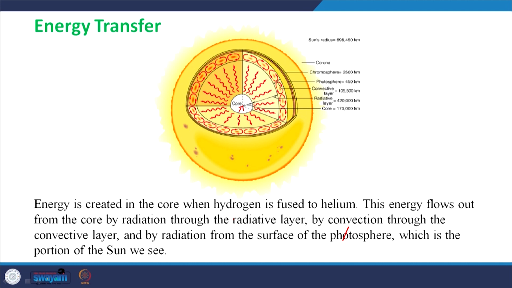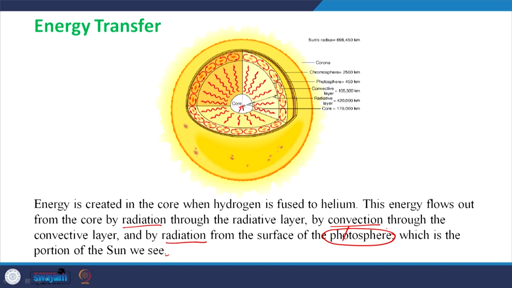This energy flows out from the core by radiation through the radiative layer. So, now you see radiation through the radiative layer, and by convection through the convective layer, and by radiation from the surface to the photosphere, which is the portion of the sun that we see. So, the photosphere is the bright yellow disk that you see with your naked eye sometimes, right.